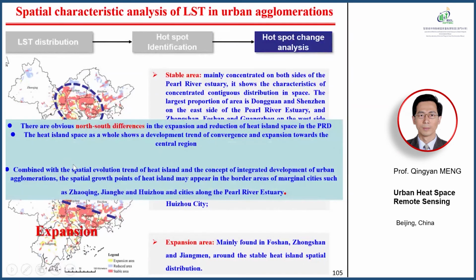Then there is a very obvious north-south difference in the expansion and reduction of the heat island space in the PRD area. The heat island space as a whole shows a development trend of convergence and expansion towards the central region. Combined with the spatial evolution trend of the heat island and the concept of integrated development of the urban agglomeration, the spatial growth points of the heat island may appear in the border areas, such as here, Zhongshan and Huizhou, and so on.